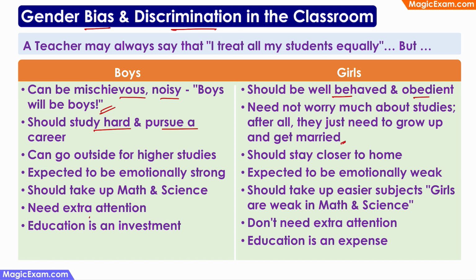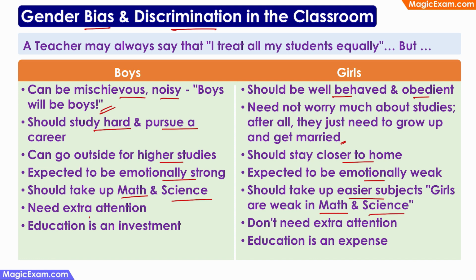And boys may be sent for higher studies to other cities, towns, or maybe even other countries, whereas the expectation from girls may be that they will always stay closer to home. And boys are expected to be emotionally strong in dealing with all the issues that they face in the classroom and outside, whereas the stereotype may be that girls are emotionally weak. And boys may be expected to take up maths and science and pursue careers like engineering or medicine, whereas the stereotype may be that girls are weak in math and science, therefore they are expected to take up easier subjects.